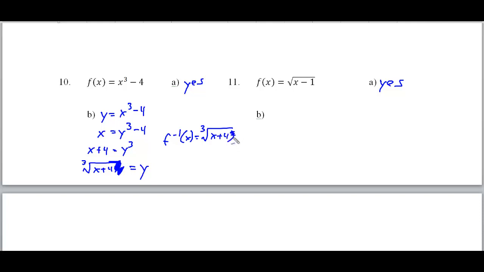Alright, I don't really need a parenthesis there. Sorry about that, these little mistakes. Alright, sorry to make that messy.